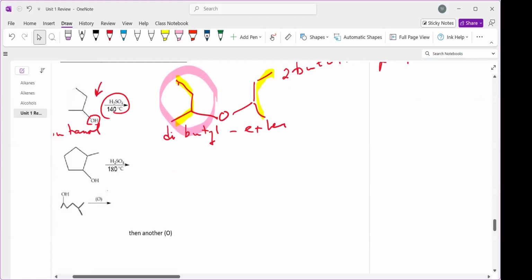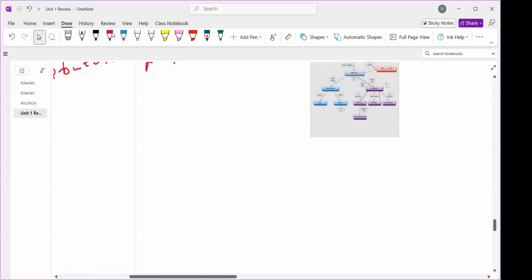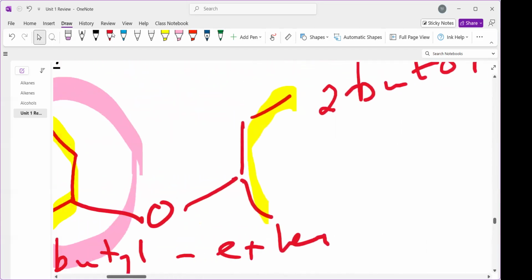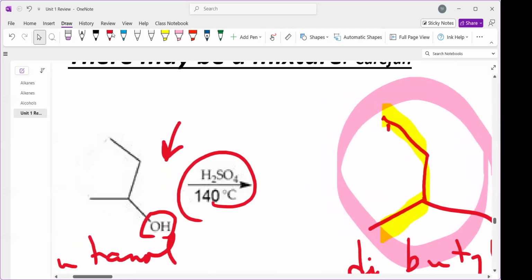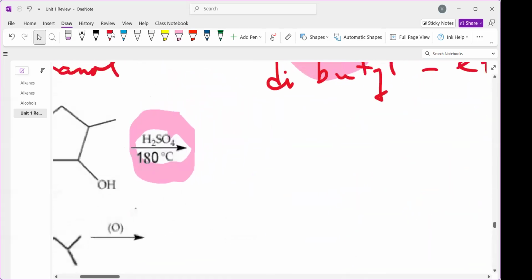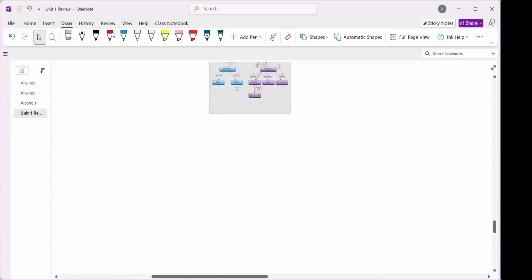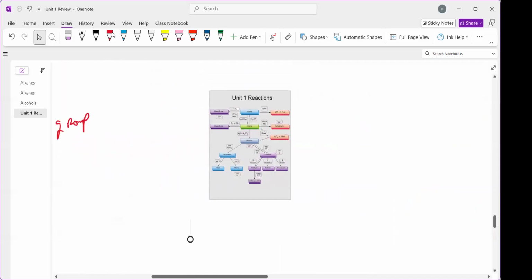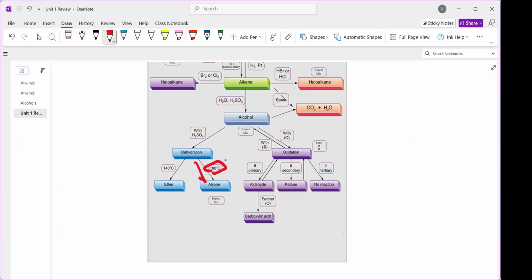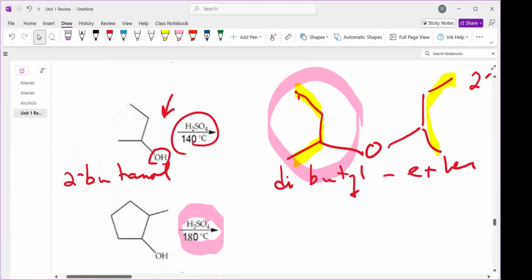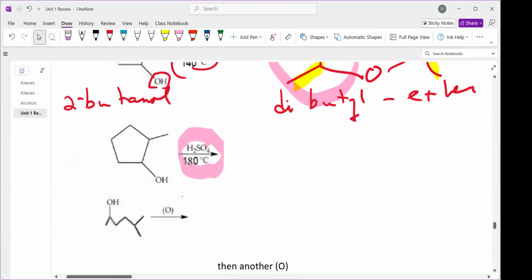Okay, now here we have different conditions. If we go over here to the flow chart, with 140, which is 180. So at 180, we're not forming an ether. We're forming an alkene. So 180, form an alkene, and it says expect a mixture. So let's go over here to the starting point. Okay, so we've got a secondary alcohol.